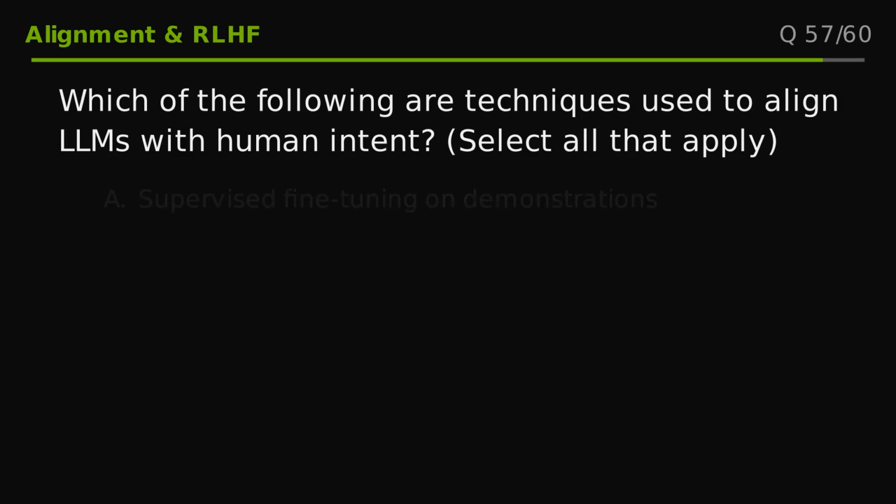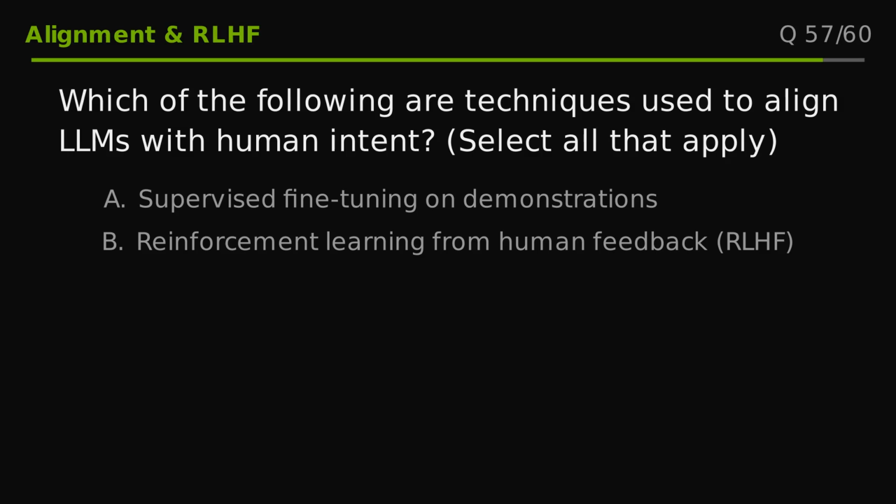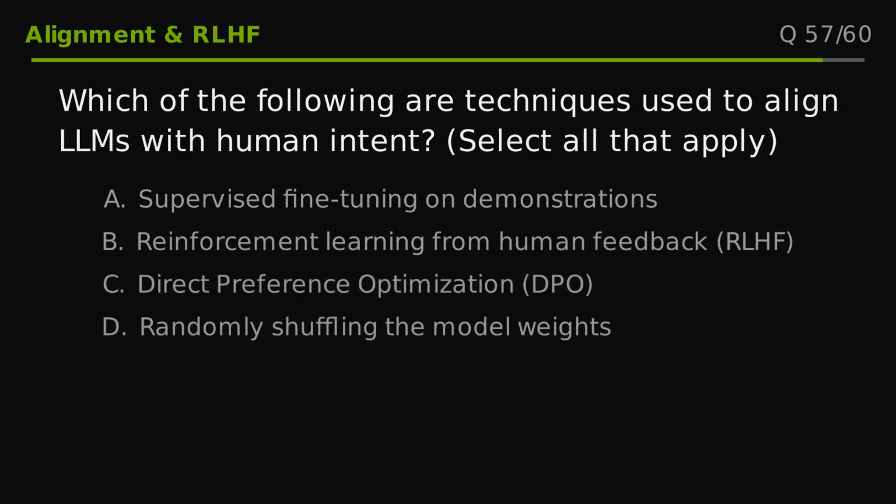Select all that apply. Option A, supervised fine-tuning on demonstrations. Option A, reinforcement learning from human feedback resolve. Option A, direct preference optimization demo. Option A, randomly shuffling the model weights.